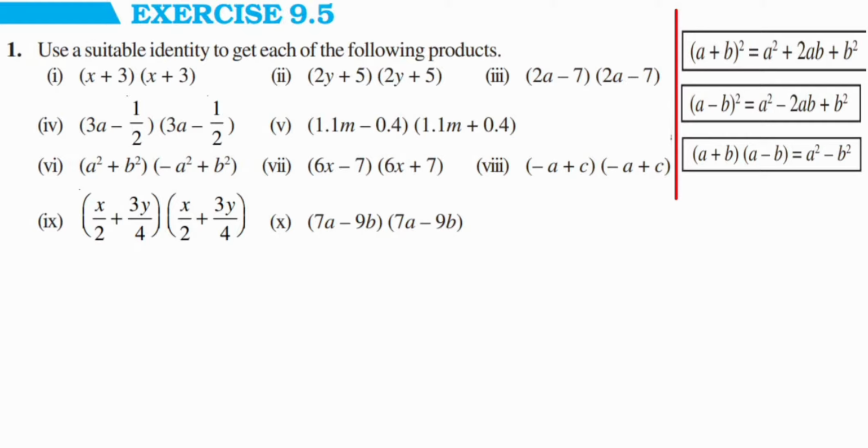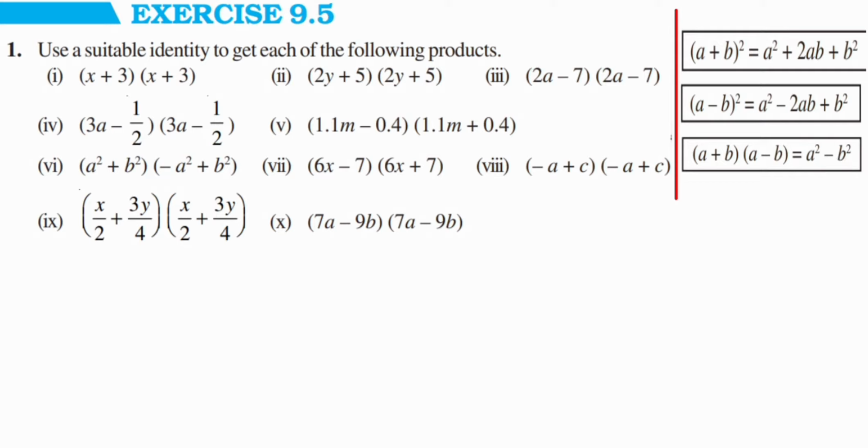Here I'm doing exercise 9.5, first question. The question says: use a suitable identity to get each of the following products. So we have to use an identity and solve them. There are a total of 10 problems, and we're going to use 3 identities. That is, (a plus b) whole square is equal to a square plus 2ab plus b square. One more is (a minus b) whole square is equal to a square minus 2ab plus b square. And the third one, (a plus b) into (a minus b) is a square minus b square. So these identities we're going to use and solve these 10 problems.